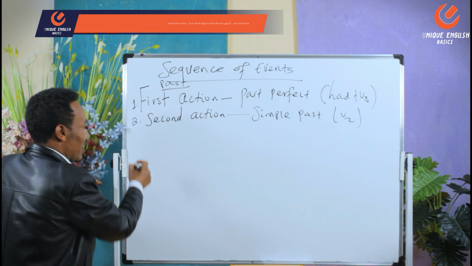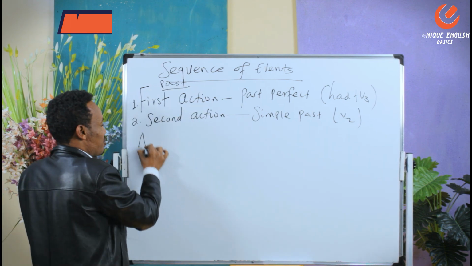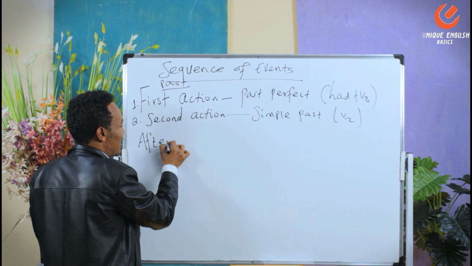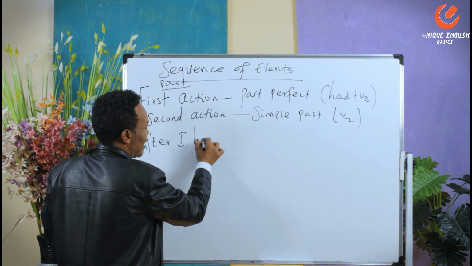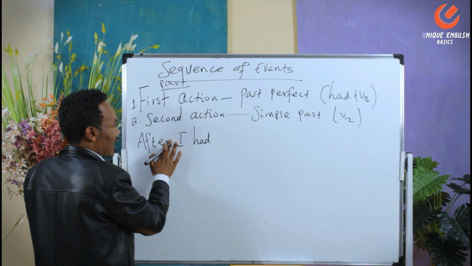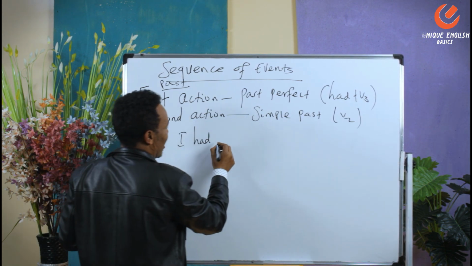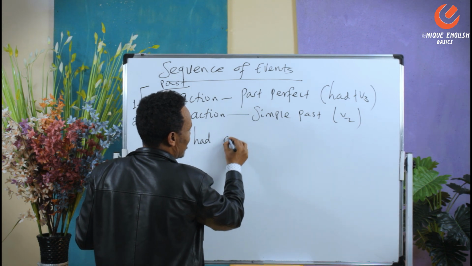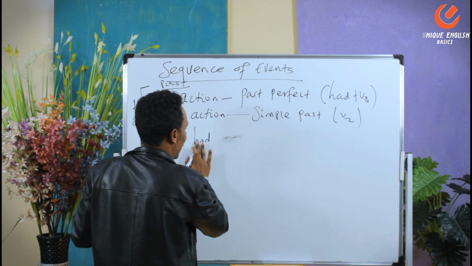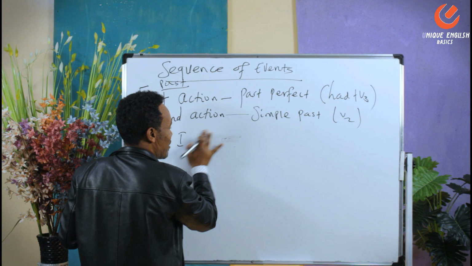Therefore, for example, if you say after I had, after what? For example, I had graduated. I had what? Graduated.